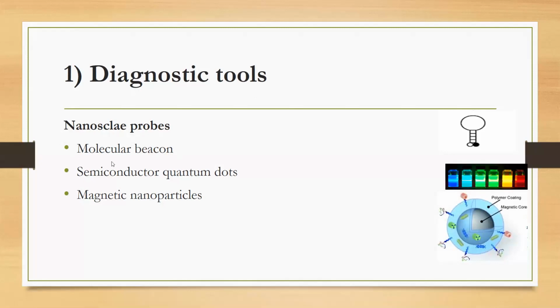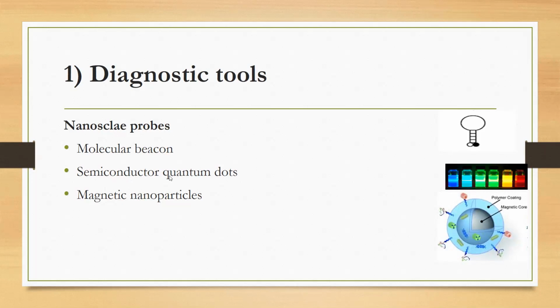Then number two, another type of probe that could be used as a diagnostic tool to diagnose the cardiovascular diseases is called semiconductor quantum dots. First of all, we can discuss what a semiconductor is, and you might be aware about the semiconductors. Semiconductors are those materials that exist in between the conductors and the insulators. So those materials that exist in between conductors and insulators are called semiconductors.